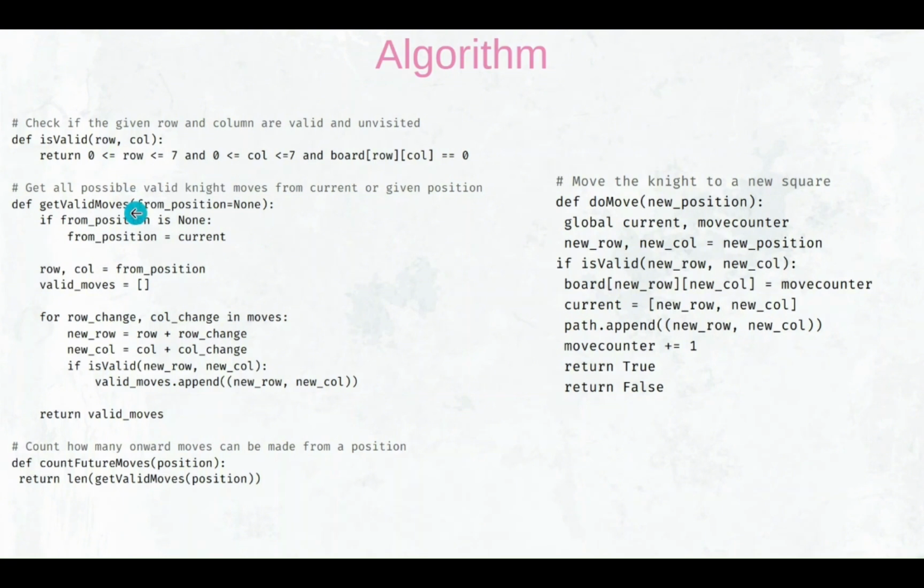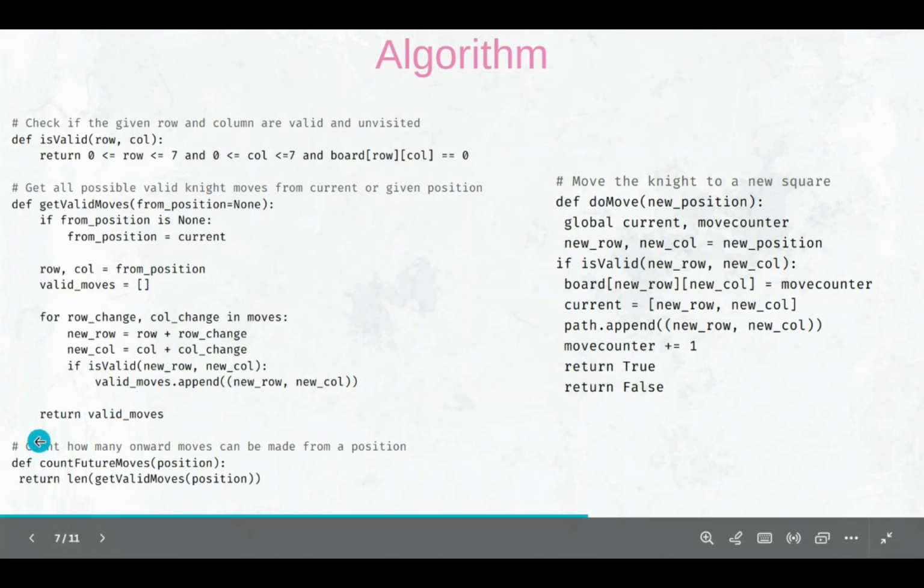Now, what this function does is that it will, first of all, initialize an empty array of valid moves, and then it will try to go over each row change and column change in the moves list that we made for the valid moves, and we will try to make all those moves and save them, and then we will check if they are valid. If they are, we will append it to this list of valid moves, and then we will return the final list after going over the loop.